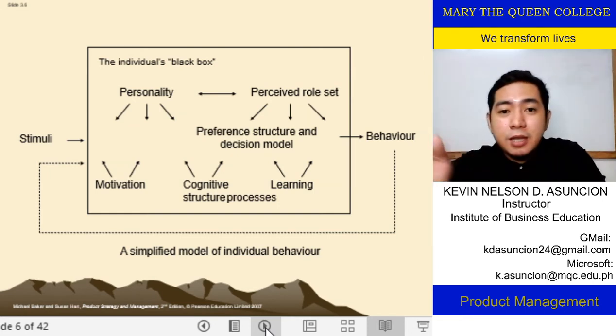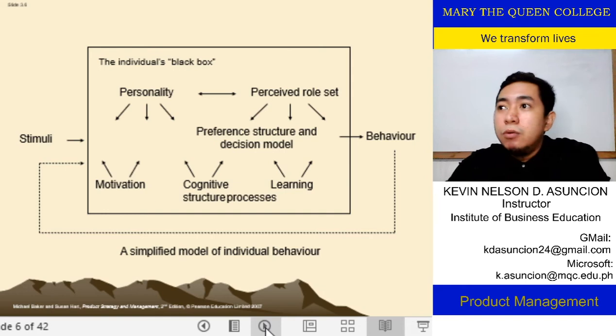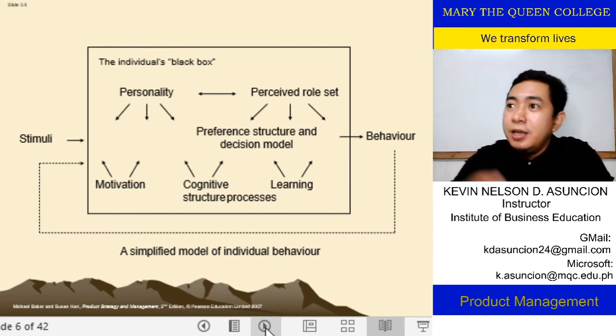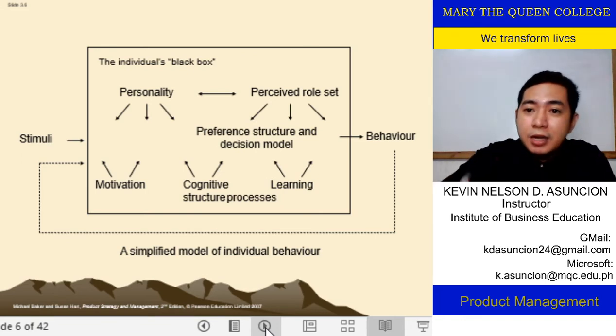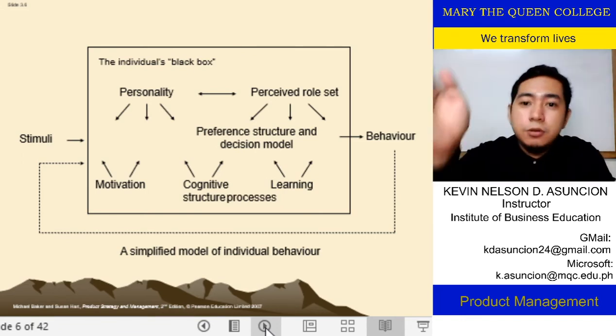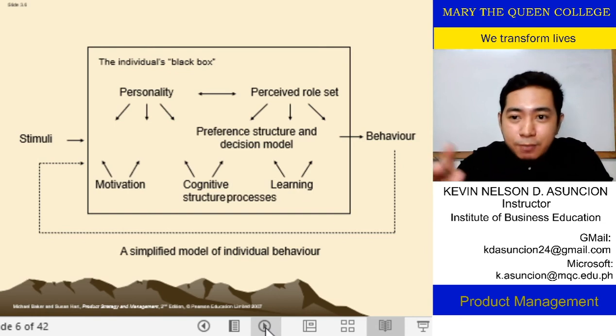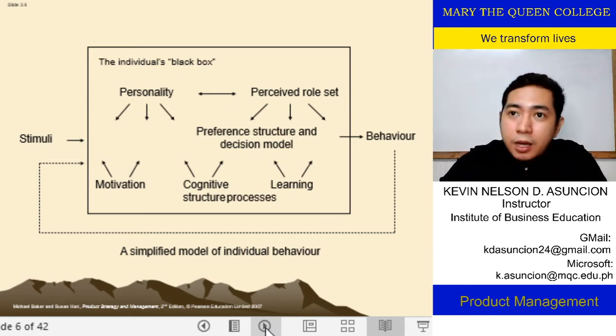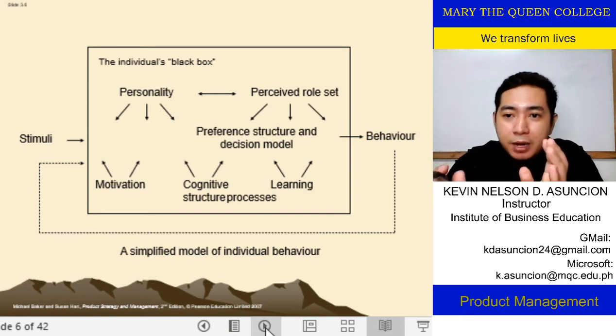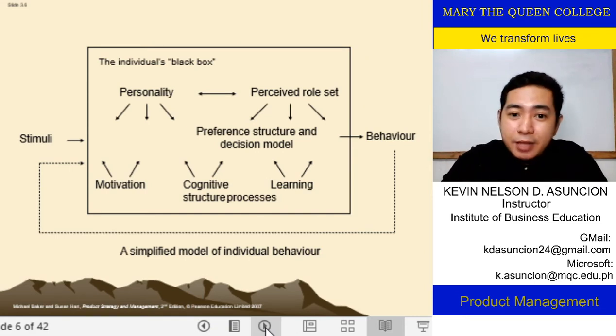So, in that marketing idea, you might know what kind of perception, you might know what kind of buyer behavior, you might know what's the perceived role and the personality of the group of people you are targeting. So, please take note of that. Lagi ko sinasabi sa inyo to, it will be applicable in many marketing ideas. Tamang effort para sa tamang tao.